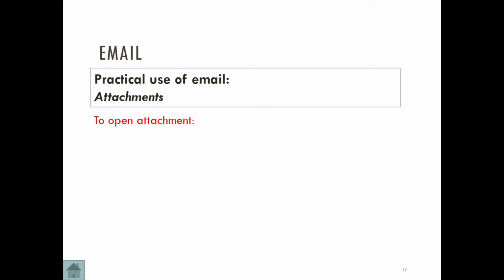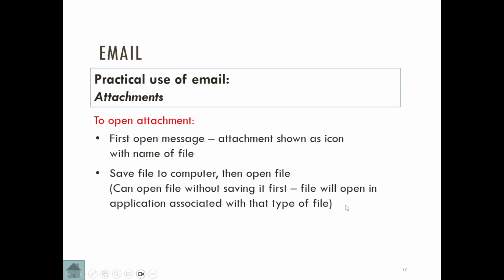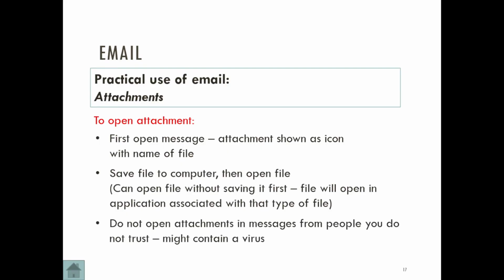Now, when we receive an email that has an attachment, we first open the message. The attachment is then shown as an icon with the name of the file. We save that to the computer and then open the file. Now, sometimes you can just double click on the attachment and it just opens. You can then decide whether you want to keep it or delete it.